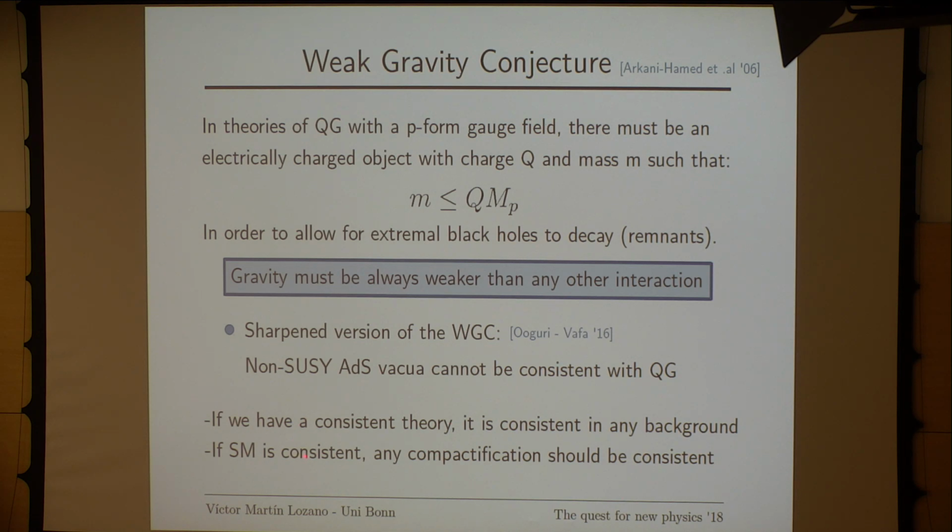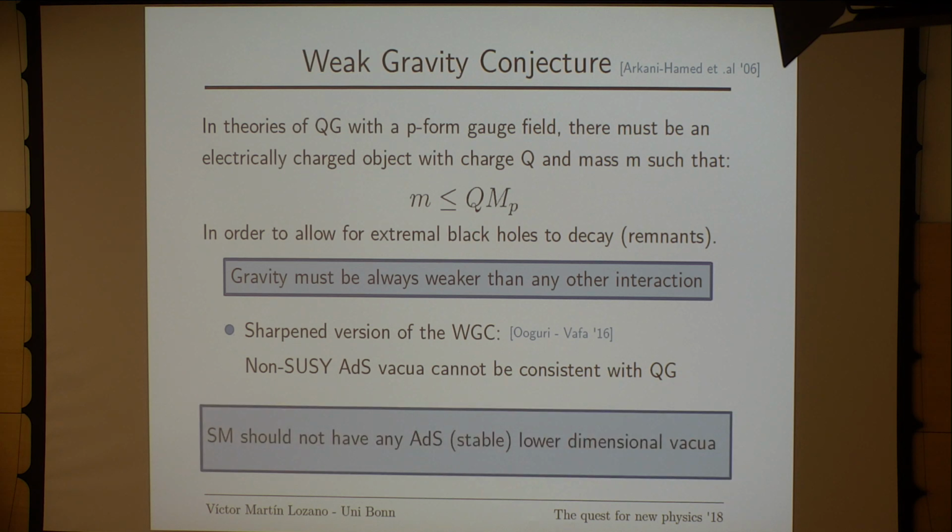But if we have a consistent theory, it is consistent in any background. And this means that if, for example, we have the standard model and it is consistent with quantum gravity, any compactification of the standard model should be consistent. And this is where we are going to play. We are going to compactify the standard model and see if the standard model develops AdS vacua. So the standard model shouldn't have any stable AdS lower dimensional vacua.